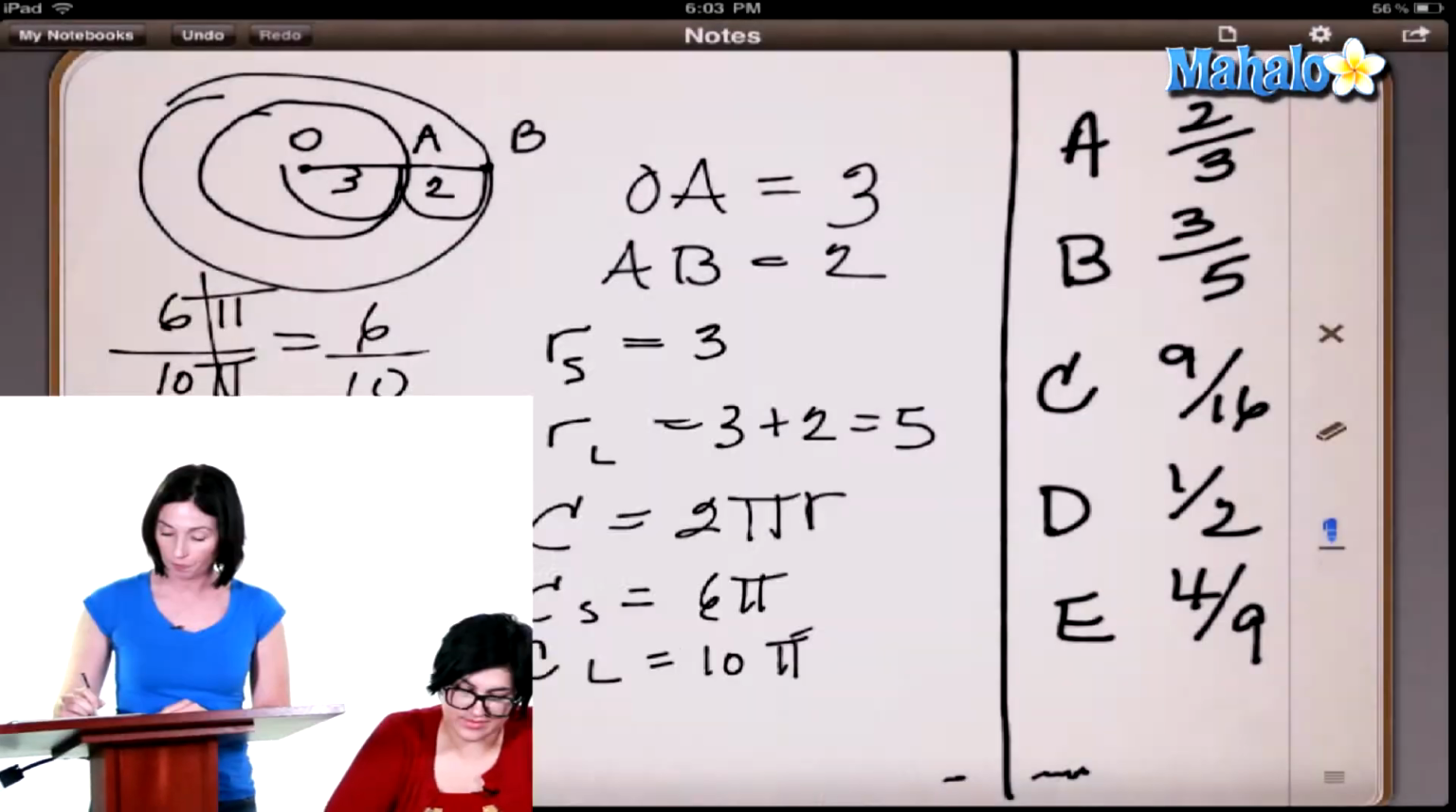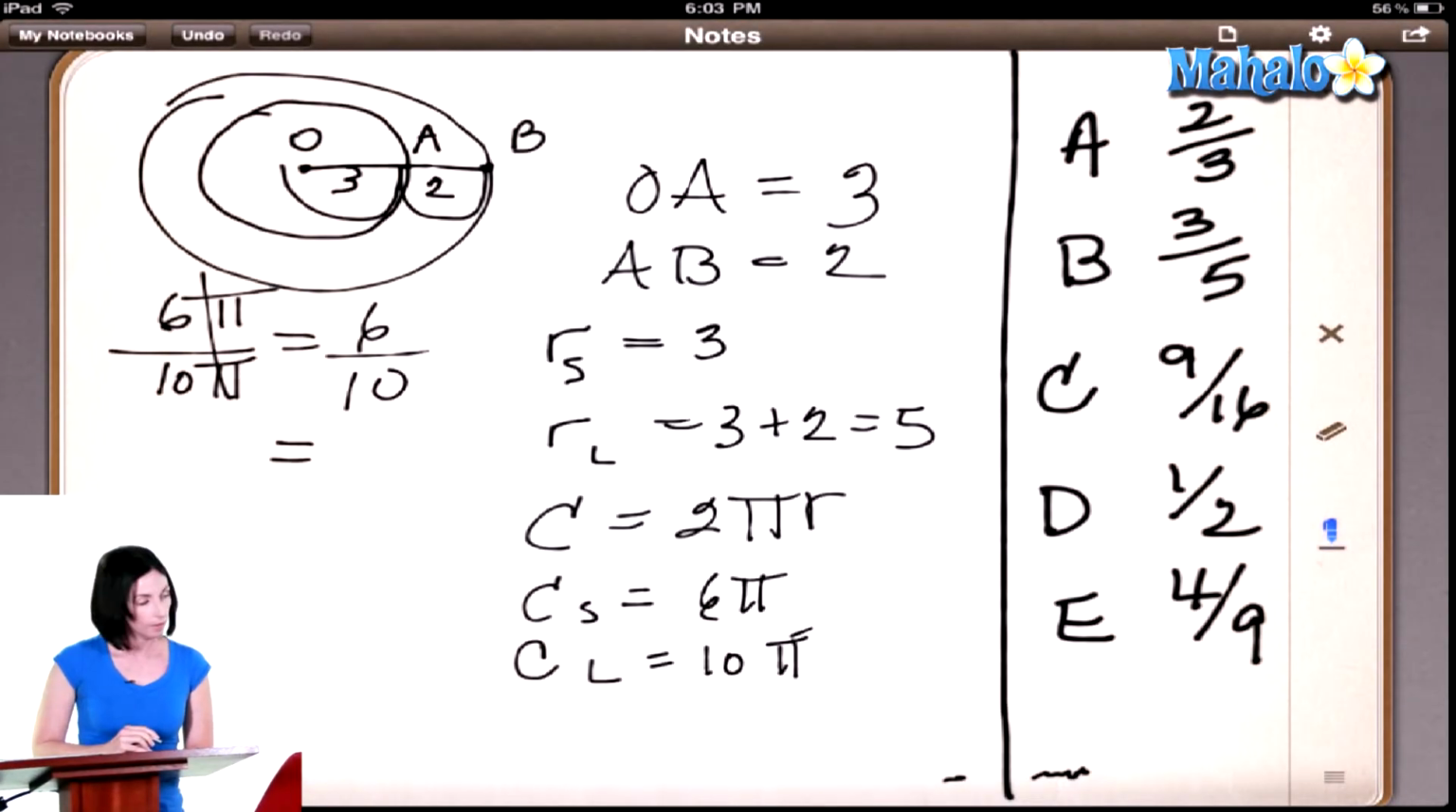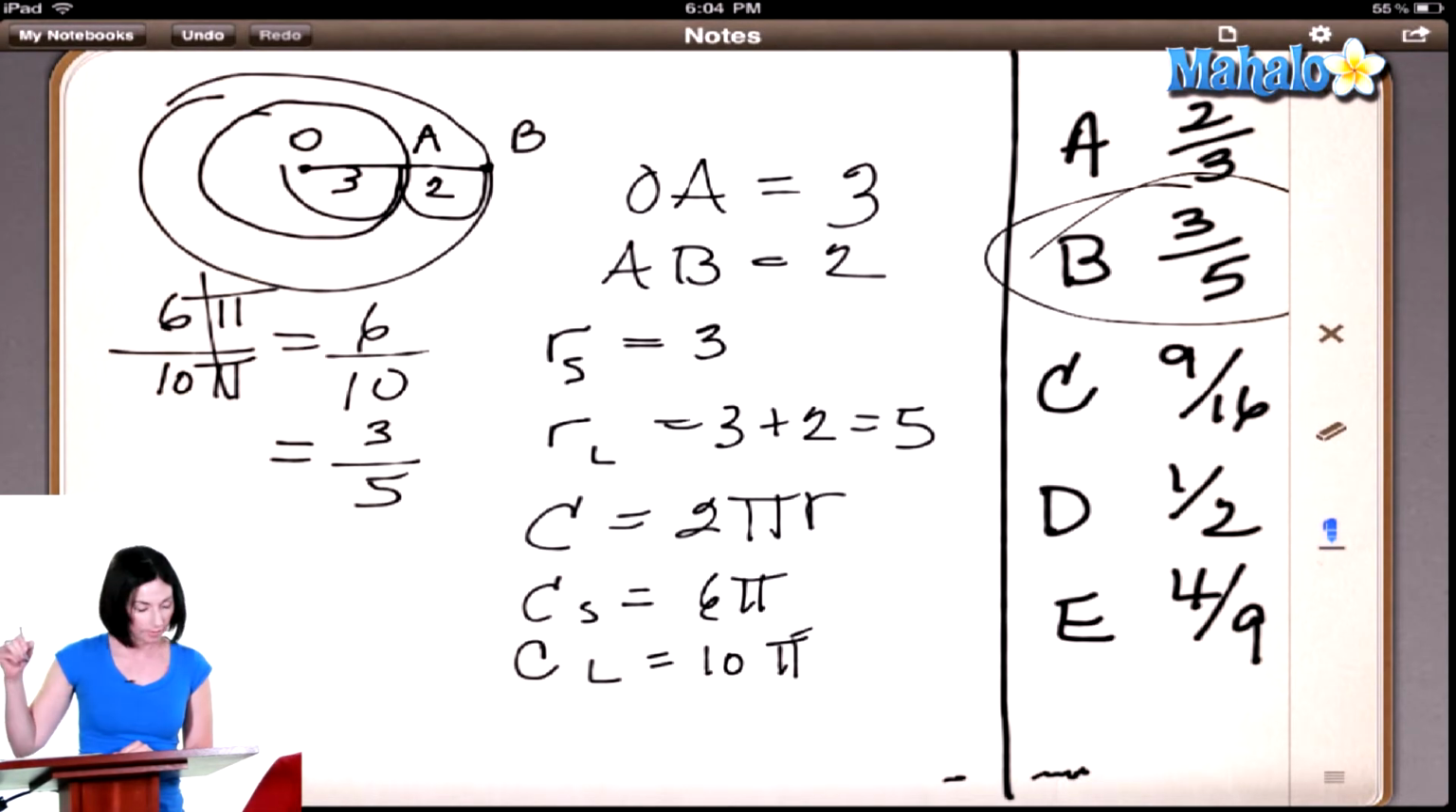Answers will always be in the lowest possible form. They won't ever give you an answer that can be reduced. So if you get to this point and you say, oh no, I don't see the answer there, it doesn't mean your answer's wrong. Just take a look and see if you can reduce it. Don't give up and start redoing the whole problem because you're so close. So what is 6 over 10 reduced to? I would divide both by 2 and get 3 over 5. Right, 3 over 5. And that is one of our answers.